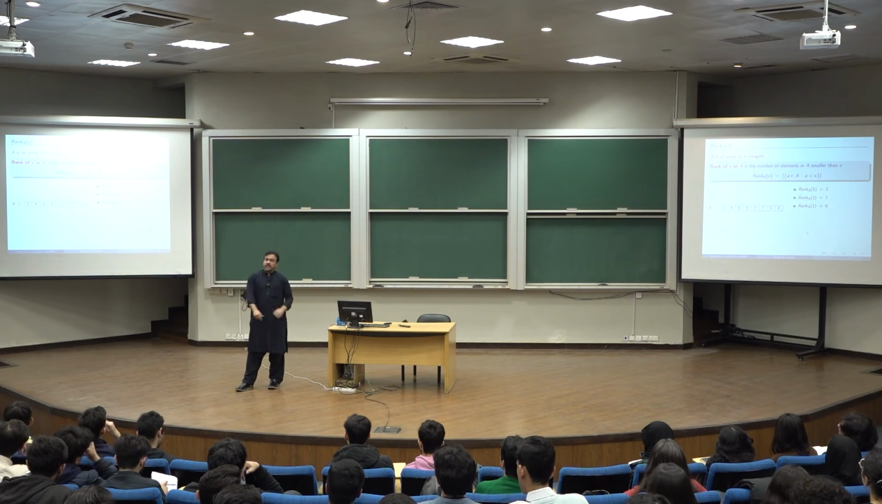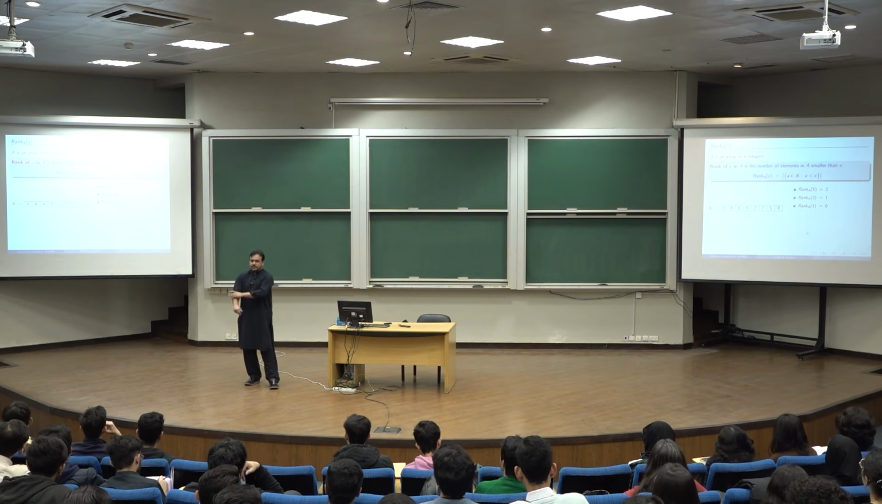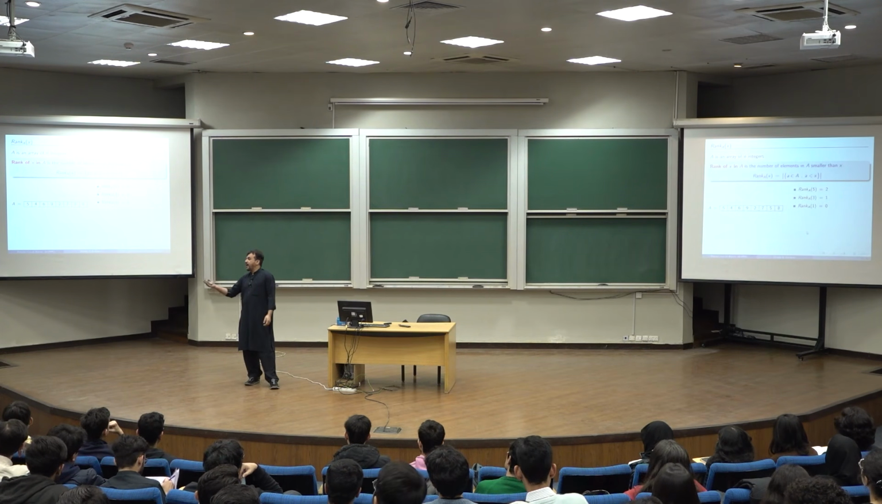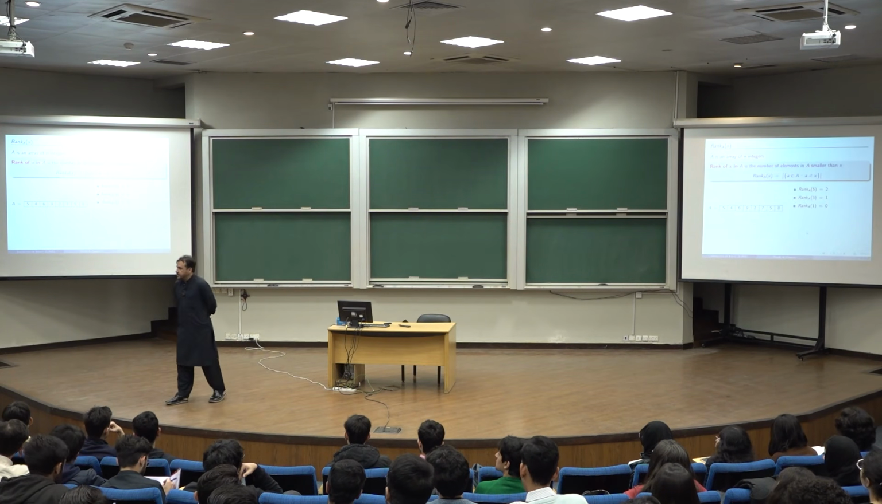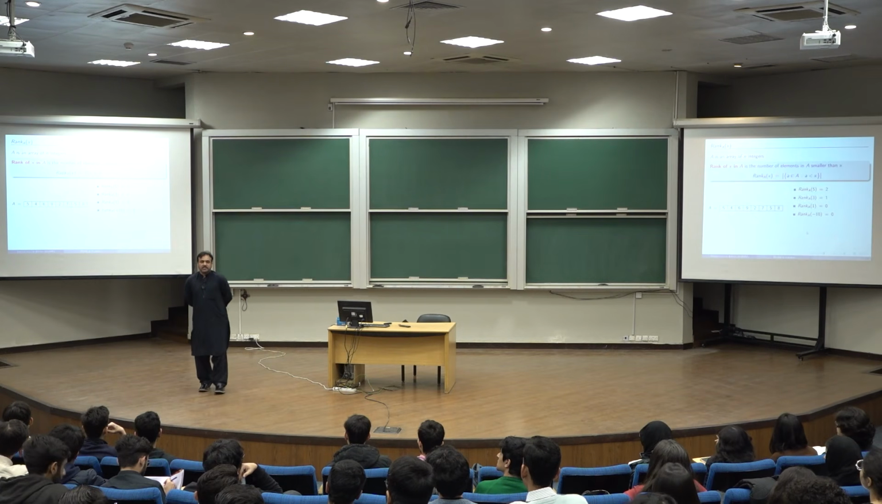Okay. What is the rank of 1 in this array? What's the rank of 1 in this array? Why? What's the rank of negative 17 in this array? What's the rank of positive 17 in this array?